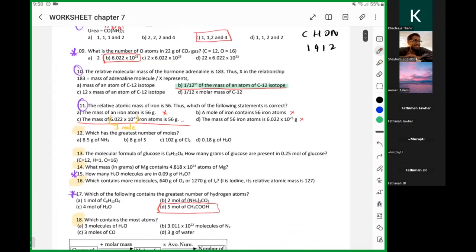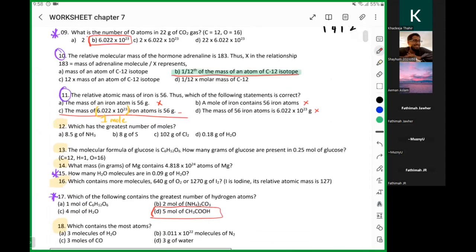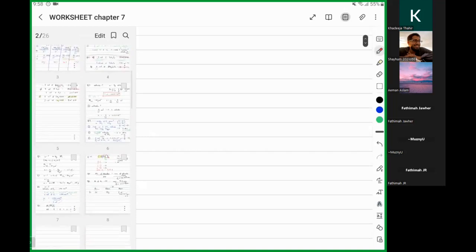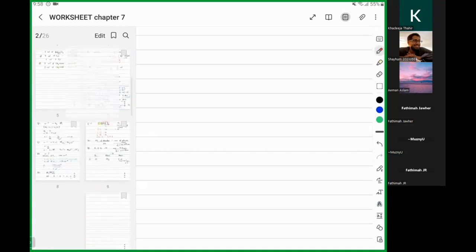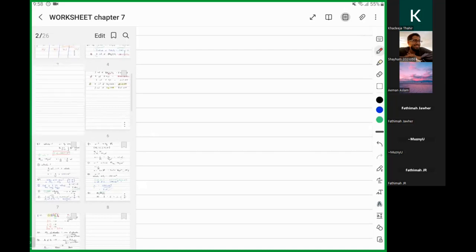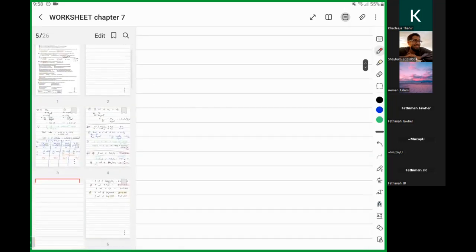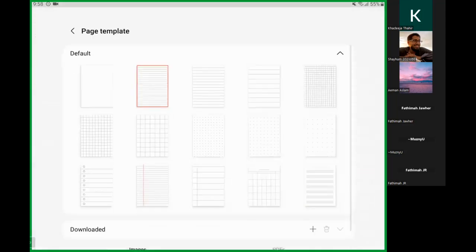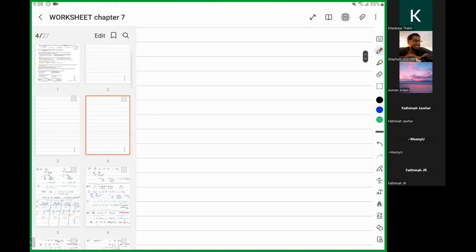Look at question number 12. Which has the greatest number of moles? So what was your answer? Anybody? What were your answers? Put it on the chat box. Let me see.